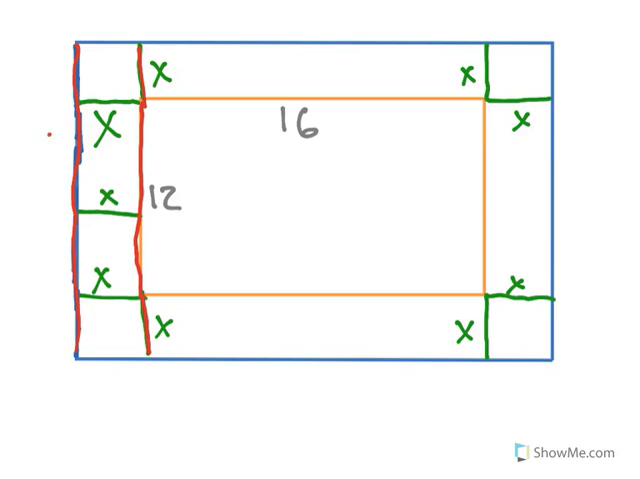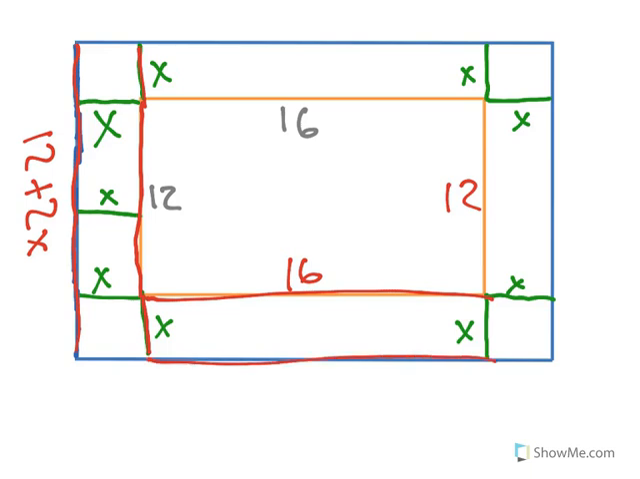I'm going to see if I can do it on the side. And then I'm going to do the same thing here. If I know that this is 16, and then I've got an additional X units down here, and an additional X units down here, this whole thing is 16 plus 2X.